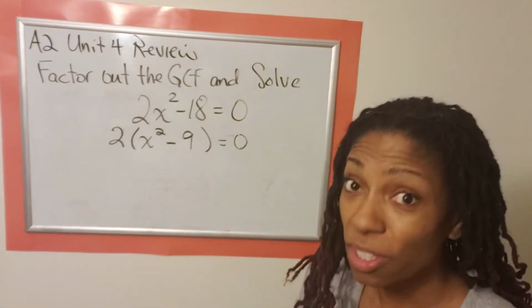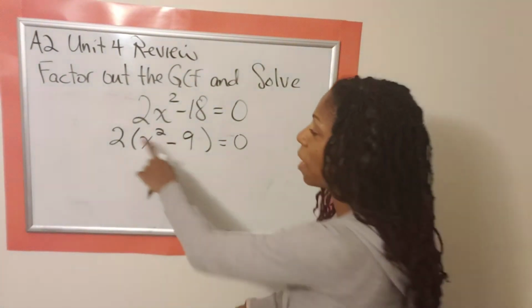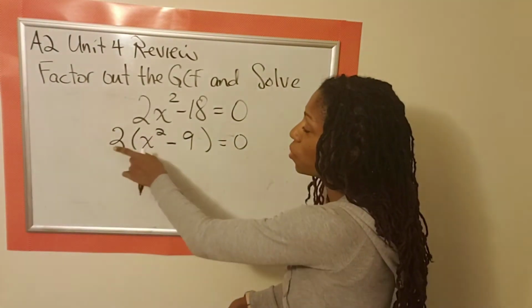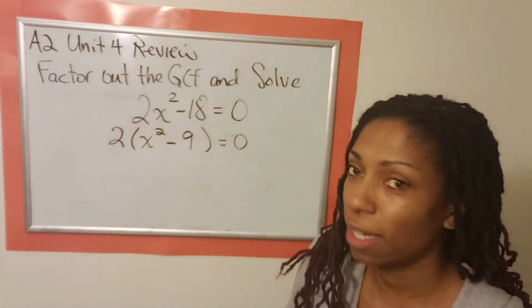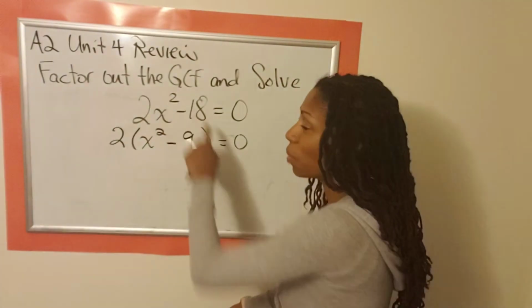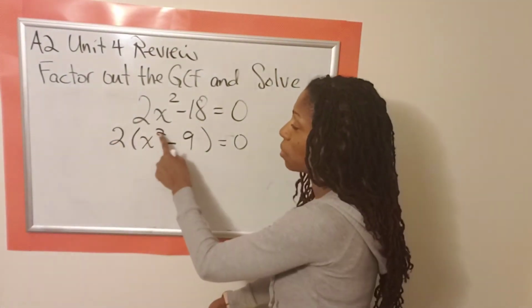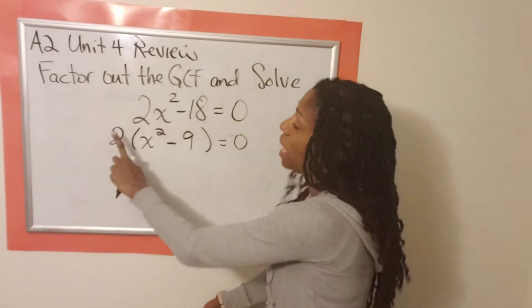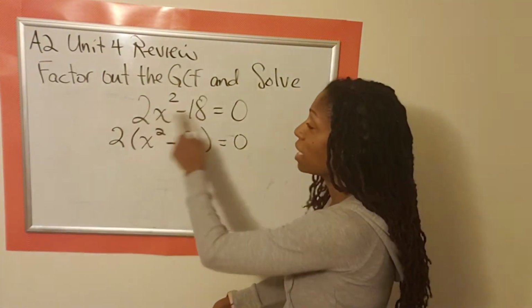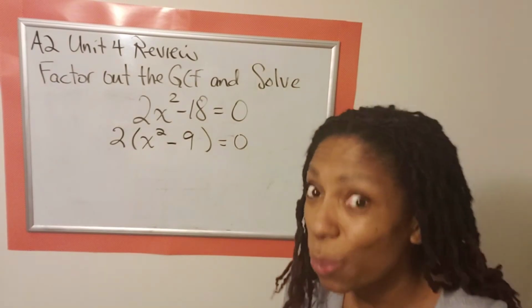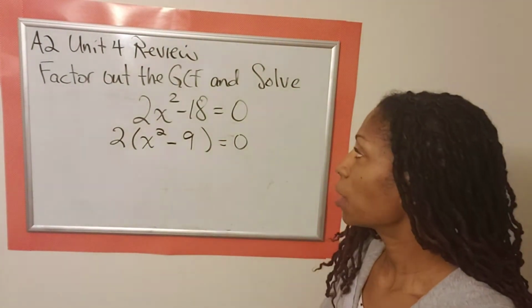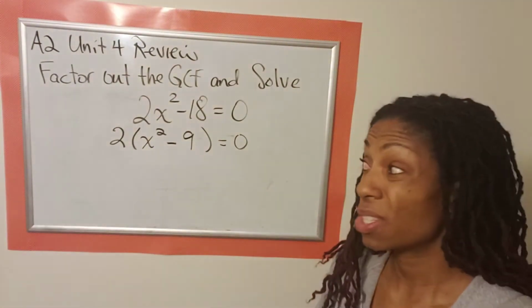So you could check yourself by thinking, if I were to distribute this 2 into x squared minus 9, will I get 2x squared minus 18? Well, let's see. 2 times x squared is 2x squared, and 2 times minus 9 is minus 18. So we know we're good. We're not done factoring, though, because we have to solve.